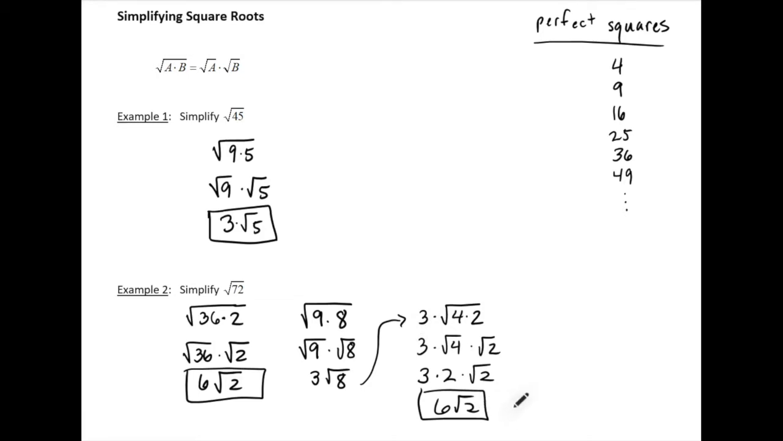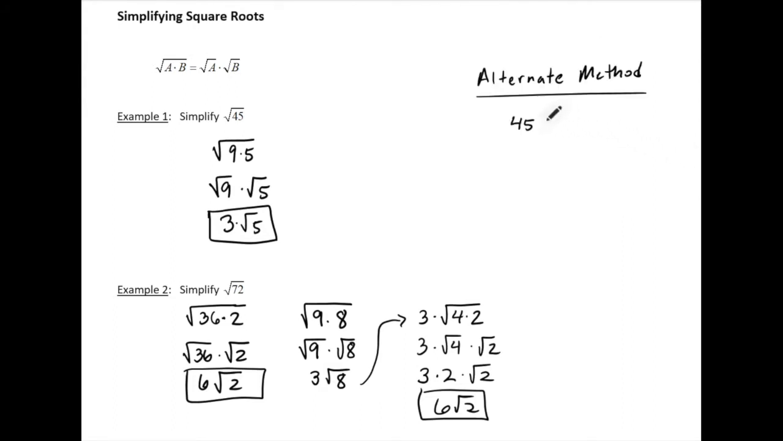Let me show you an alternative method that can be used to simplify these square roots using factor trees and prime factorizations. Remember, to make a factor tree, we can start with any product of factors that equals the given number. I'm going to start with the smallest factors. 45 is equal to 3 times 15. 15 is equal to 3 times 5. And 3 and 5 are both prime factors, so all of the branches are complete now.